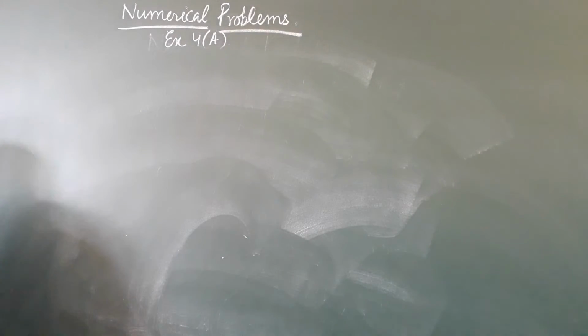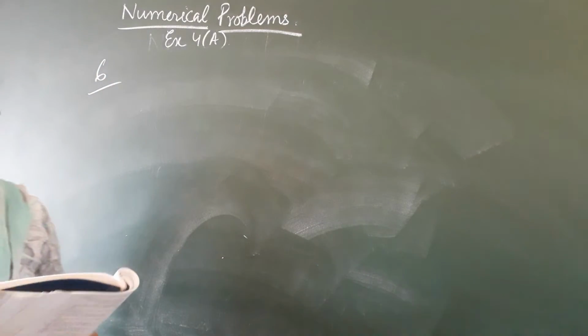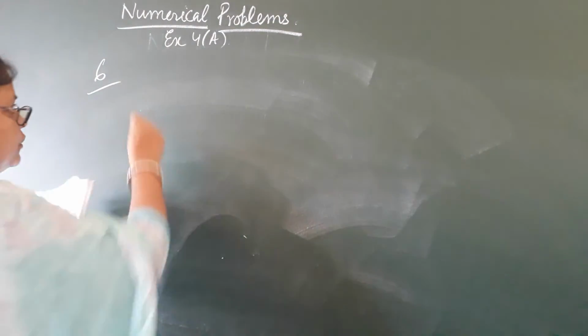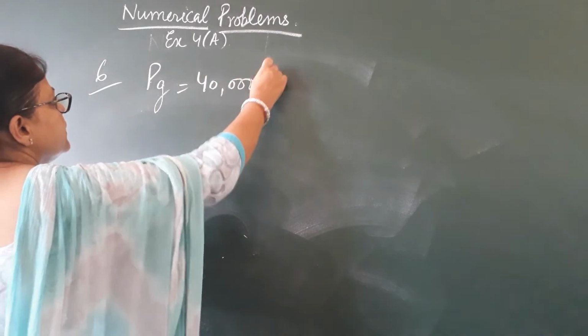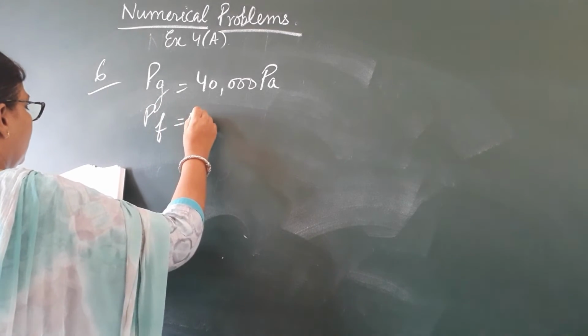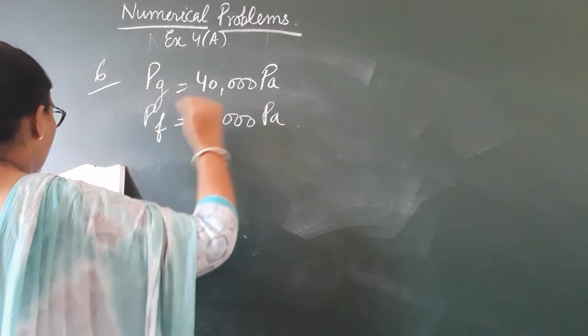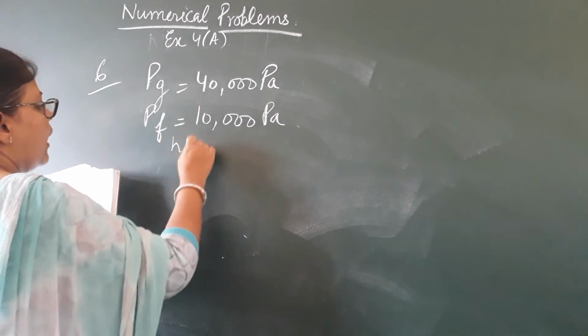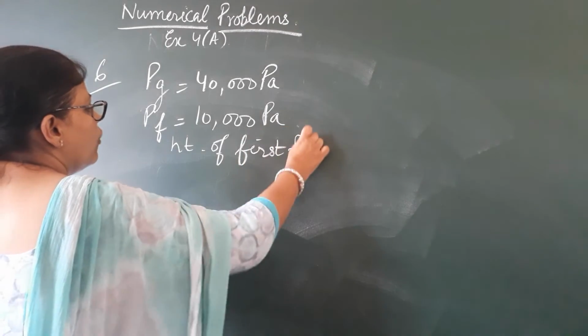Now in question number 6, what all is given? Let us see. In question number 6, they have said the pressure of water on the ground floor is 40,000 pascals, and the pressure on the first floor is 10,000 pascals. This is being given to you, and you are supposed to find out the height of the first floor.